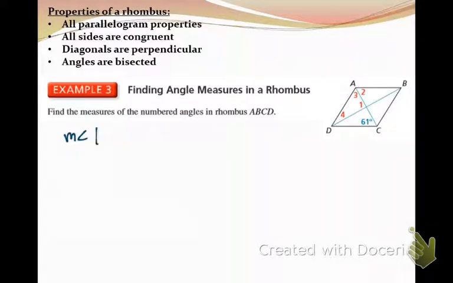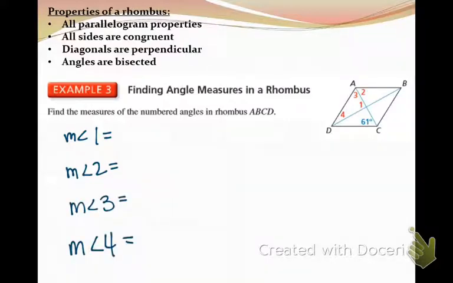So the measure of angle 1 equals, the measure of angle 2 equals, measure of angle 3 equals, measure of angle 4 equals. So let's look at 1. 1 is stuck between my two diagonals. But what do I know about the diagonals of a rhombus? They bisect these angles, but that doesn't help me. They bisect these angles down here, but that doesn't help me right now.